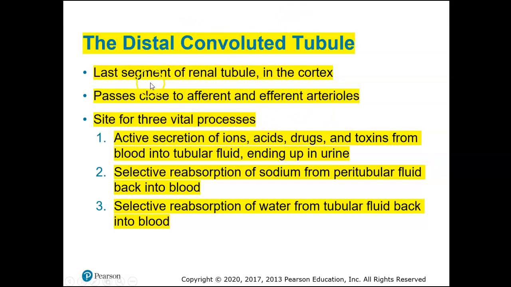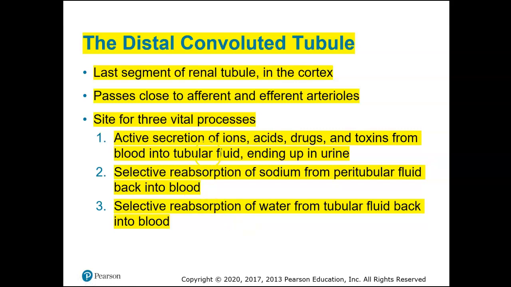All right, in the DCT, there are three processes. First, there's the secretion of ions, acids, and drugs and toxins from the blood ending up in the urine for different reasons, but some of that reason is to adjust the pH. There's the selective reabsorption of sodium back into the blood, and the selective reabsorption of water back into the blood.